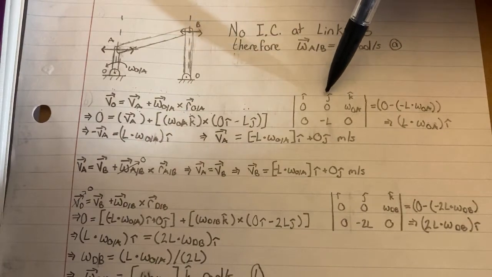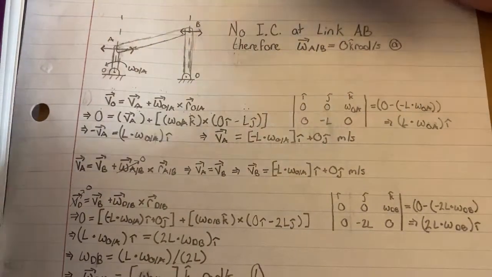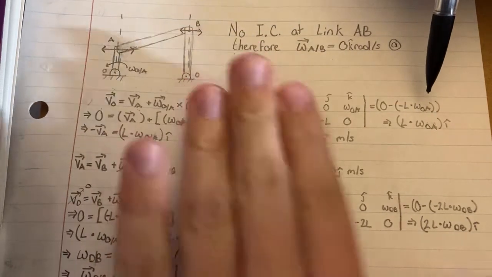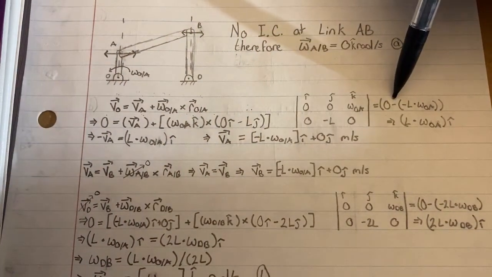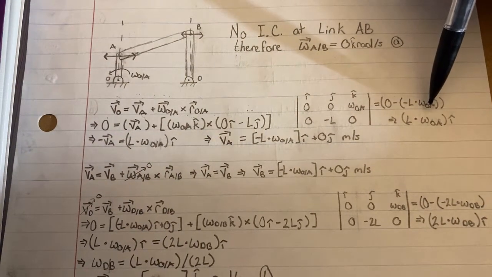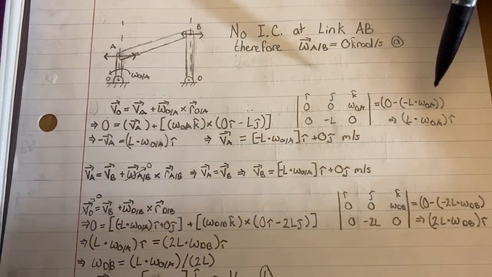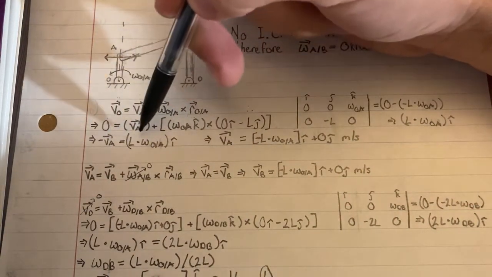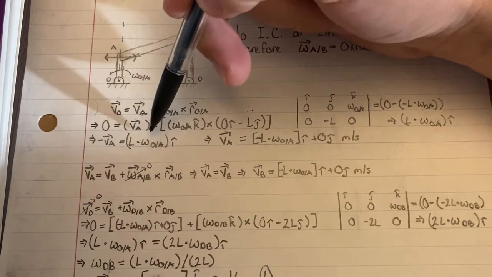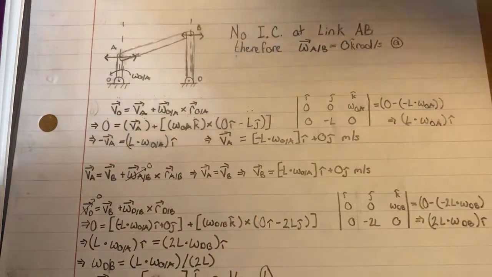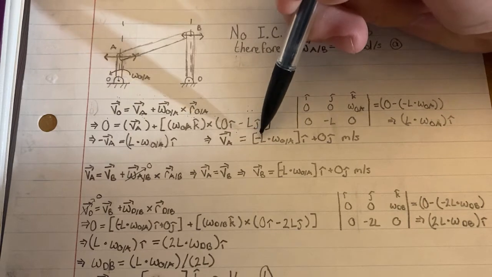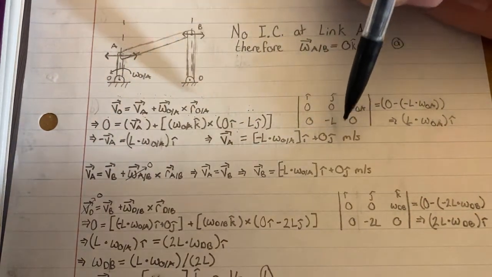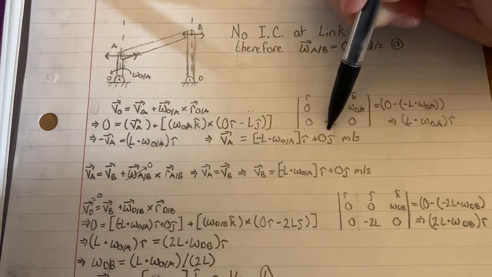Doing the cross product, we can find that we have negative L times angular velocity of OA, and it's also negative, so it cancels out and makes L times angular velocity of OA in the I direction. Moving this down, we move velocity of A over to the other side, and it's equal to L times angular velocity of OA in the I direction. Simplifying this, VA equals L times angular velocity of OA in the I direction, and there's nothing in the J direction.